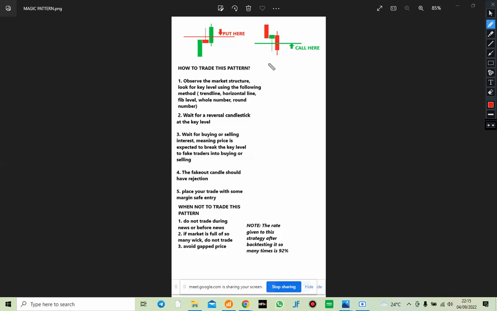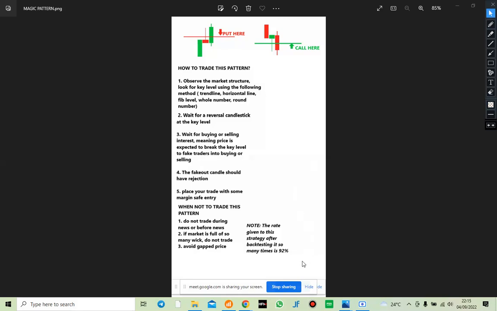Okay. Then secondly, do not trade during OTC. This pattern doesn't work on the OTC market. Sometimes it works, but I prefer you trade this pattern on the real market, because the OTC market can give you a gap price, or weak or fake candles so many times. So it's better for you to try it on the real market.